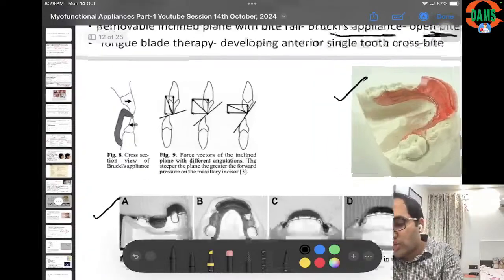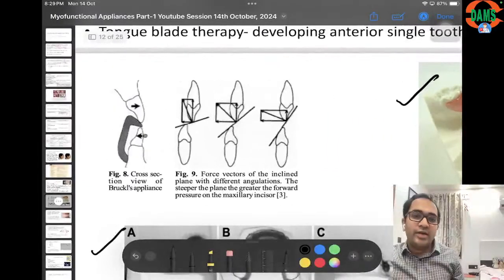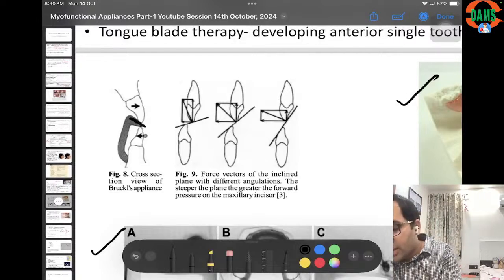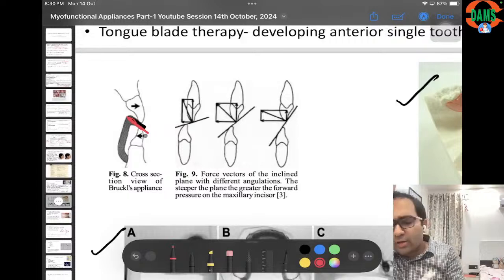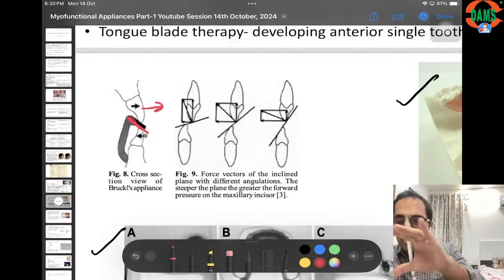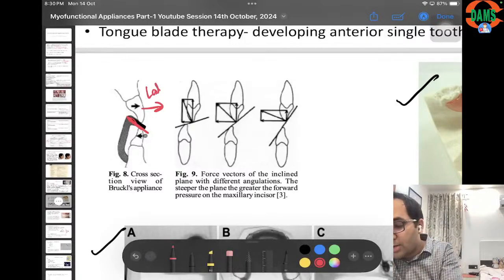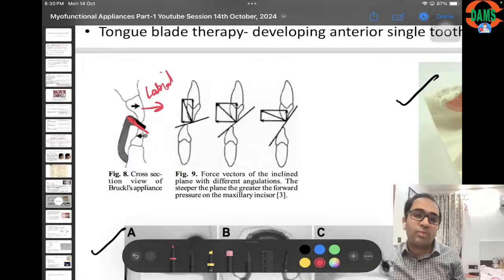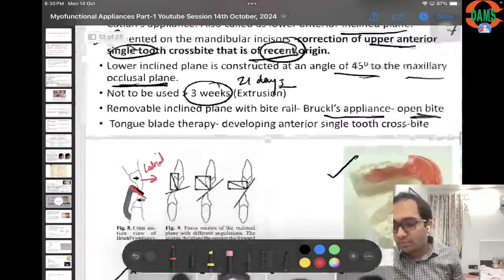So this is how it leads to the correction of anterior single tooth cross bite. This inclined angle acts as a forward vector on the crown of the teeth. So it will lead to tilting or the labial inclination of the upper teeth, leading to the correction of crossbite. Forward vector.